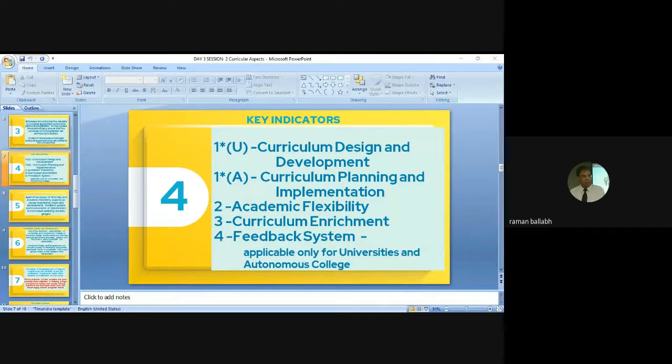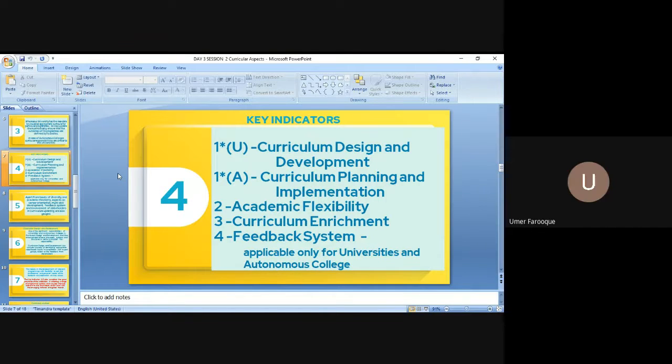Okay, sir, you wanted to speak something? Sir, hello. Yes, sir. Actually, I have a doubt on curriculum design. We are from a college affiliated to a university, so normally all the teachers do not design the syllabus. So what will be our effort for this academic flexibility and curriculum enrichment?